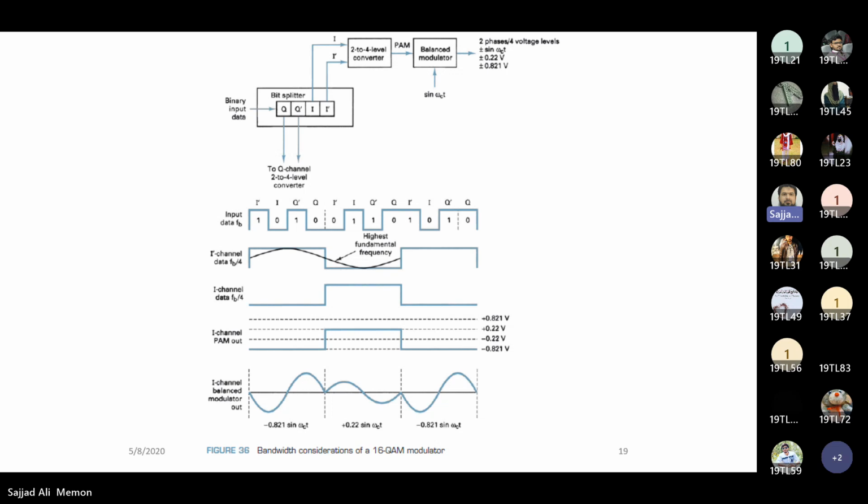The bandwidth will be the same, fb by 4 bandwidth will be needed. That means for the same given bandwidth, we can transmit 4 times more bit rate using 16 QAM compared to BPSK. That's it from this lecture. If you have any questions from this one, you can ask.